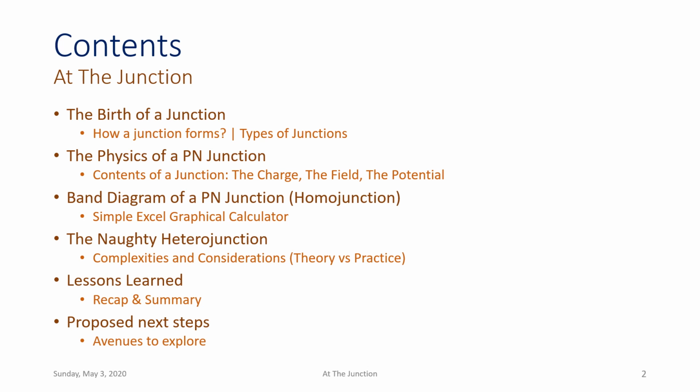We will begin by exploring how a junction forms and what the types of junctions are. We will then look at the charge, the field, and the potential at the junction, and have a look at the band diagram of a PN junction in a simple Excel graphical calculator. We will then cover the complexities and considerations that we need to make when we are dealing with heterojunctions, and the summary of the presentation.